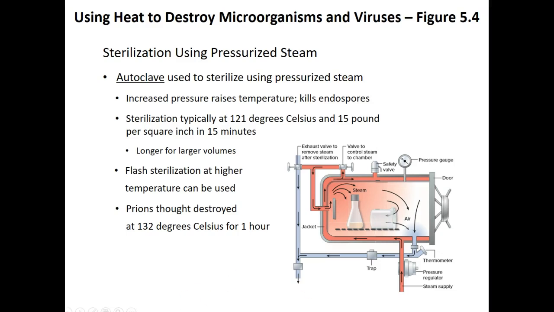Typically, when we look at using an autoclave, most of the time it runs at 121 degrees Celsius with a pressure of 15 pounds per square inch for about 15 minutes. This can be variable. For larger volumes of liquids or larger quantities of materials that you may be trying to sterilize, a longer time could be required. You can speed up that sterilization effort if you have a higher temperature, but most of the time 121 degrees is sufficient. Prions are thought to be destroyed if you utilize the autoclave at 132 degrees Celsius for an hour.